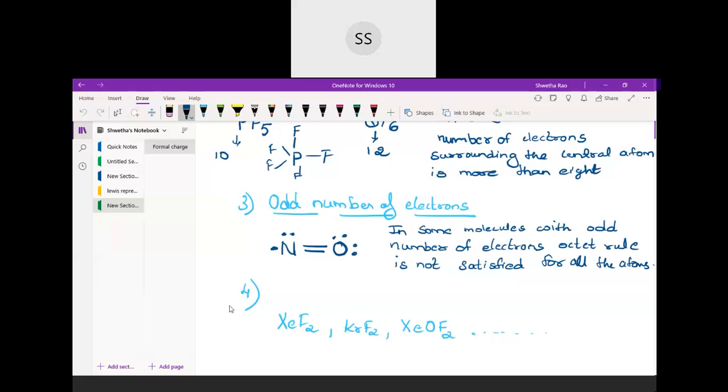And one more drawback of this theory is that he did not tell us what will be the shape of the particular molecule. He just told us, you distribute the number of electrons, see that there are 8 electrons in their outermost shell, but we don't know whether that particular Lewis structure is stable or not, and we are not even able to get the shape of any of the molecules. So these are the drawbacks.